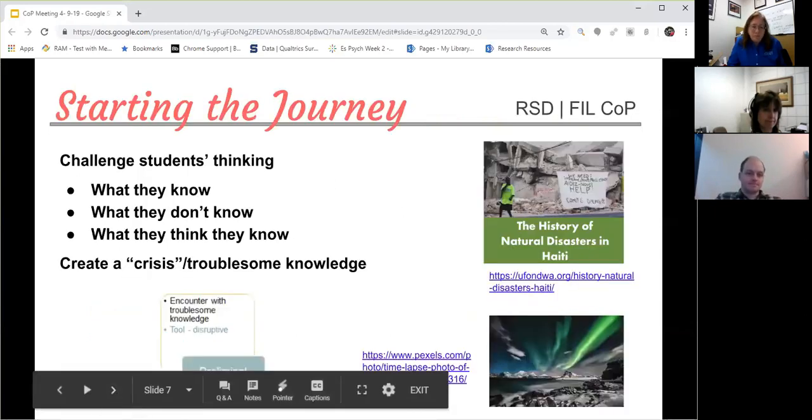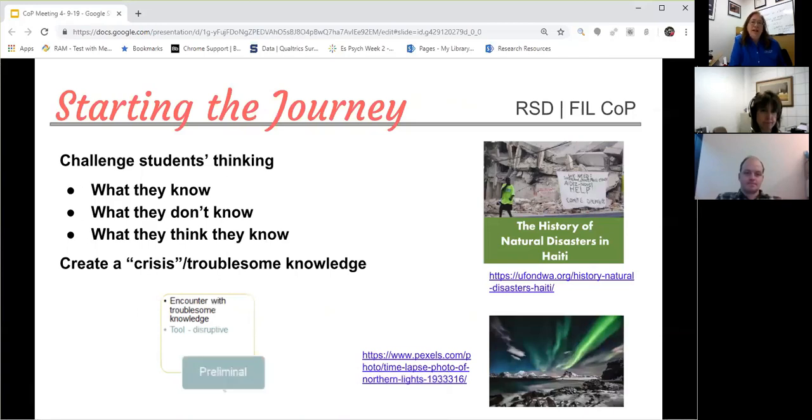So we're going to start the journey. If we take a look at starting the journey with the framework for information literacy, the first step is to purposely create some sort of "crisis," in quotation marks, some sort of way to create a disconnect between what they already know and what they need to know. So we're going to challenge the students' thinking about what they know, look at what they don't know, or have them recognize what they don't know, and also challenge what they think they know.